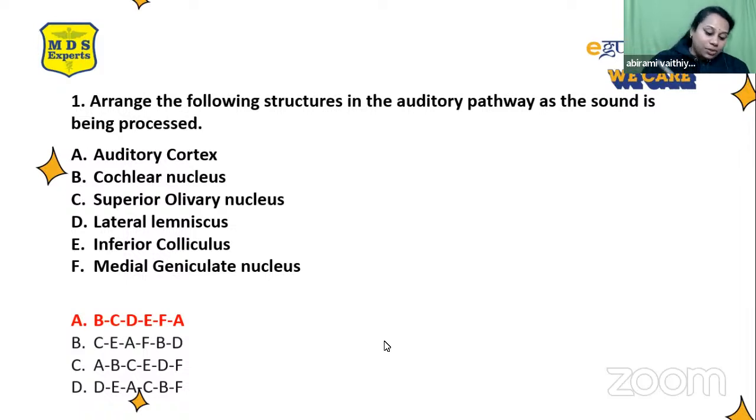So let's do that. The answer is actually option A, B, C, D, E, F, and A. If you want to answer this question, you should be thorough in the auditory pathway. What is auditory pathway? The mechanism of how we hear sounds. That is called auditory pathway. Let's quickly learn about auditory pathway, and then we'll come back to this question.